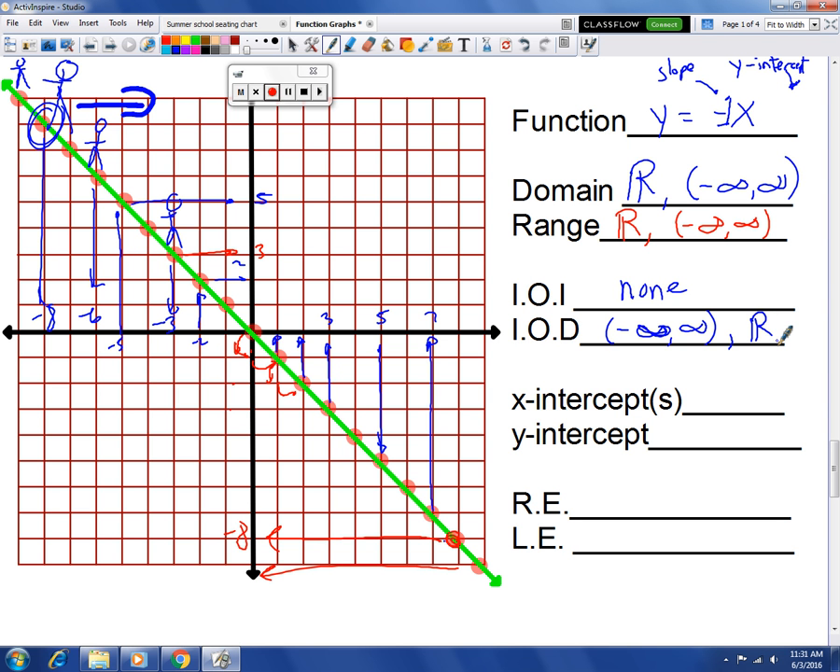X-intercept, we're on the x-axis. Right here at x equals 0. The y-intercept on the y-axis, also y equals 0.